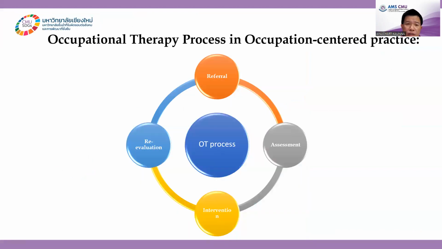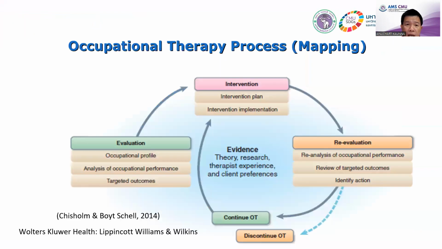Okay, the occupational therapy process with occupation at the center. It's very important. The first part of the occupational therapy process includes assessment, intervention, re-evaluation, and referral. That is the most common in terms of health service, right? And inside it is different.